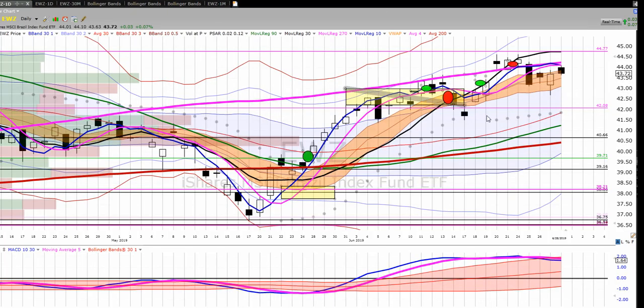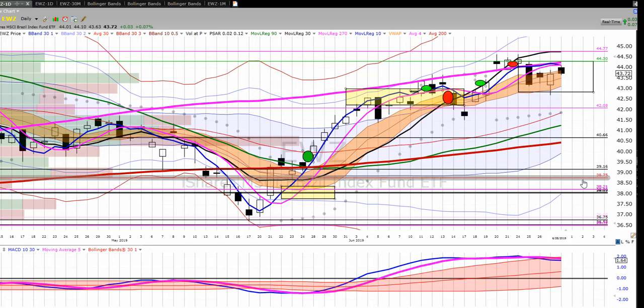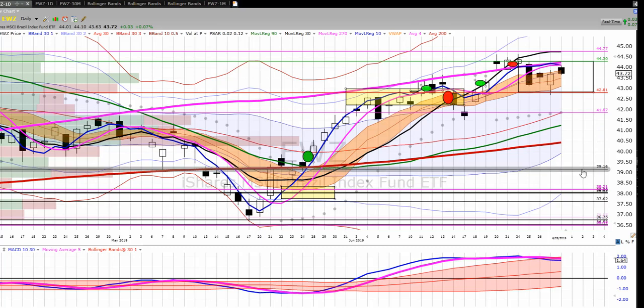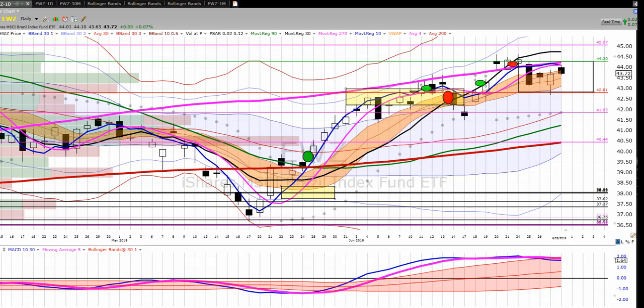Brazil. We are flat on Brazil right now. I think I would treat that as the support and resistance. We'll get long here. Short approximately there, targeting the Bollinger Band mean, and then the 200-day moving average on the downside. If it gets above 45, I think we'll add a second position.